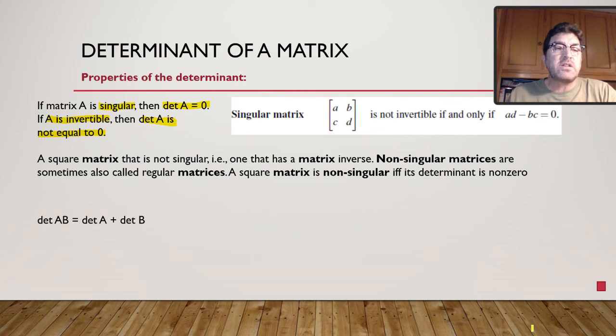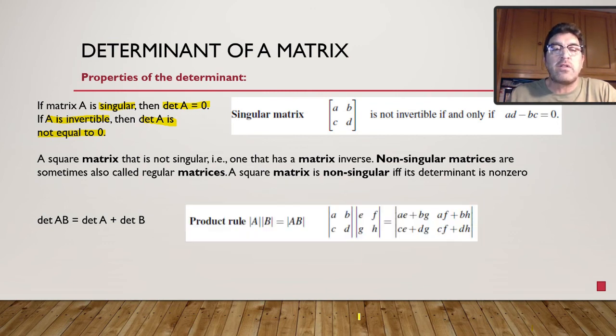The determinant of the product AB is the same as the determinant of matrix A plus the determinant of matrix B. Almost reminds you of a log law. The log of AB is the log of A plus the log of B. So if you want the determinant of two matrices that have been multiplied with one another, all you need is to find the determinant of the one, the determinant of the other one, and you add them. Okay, so we'll see that that works exactly the same.